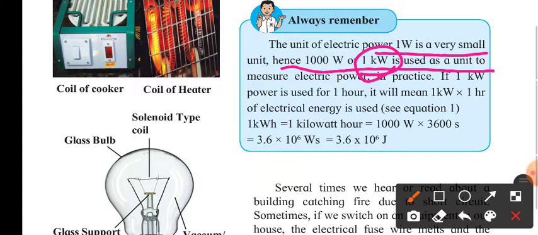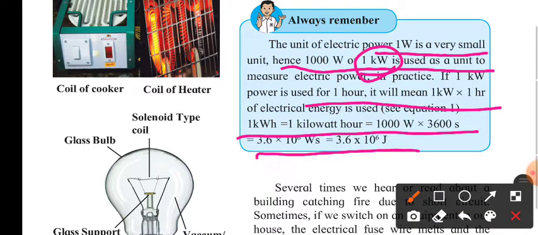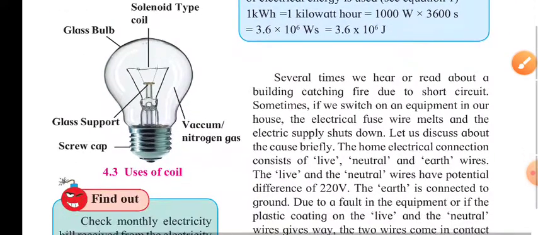In practice, when 1 kilowatt is used for 1 hour, it means 1 kilowatt hour of electrical energy is used. So here you can see 1 kWh. So 1000 watt into 3600 seconds means we actually consumed 3.6 into 10 raised to 6 joules. This 3600 we are getting from the 1 hour. 1 hour consists of 3600 seconds. So this is about the commercial unit.